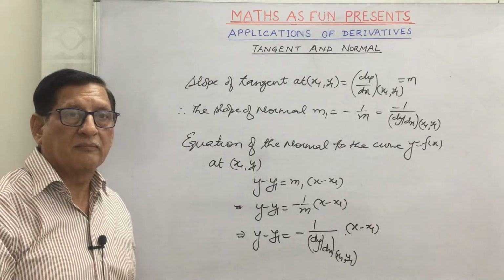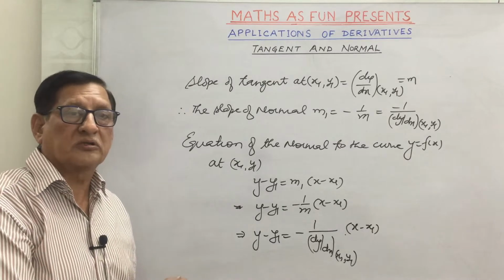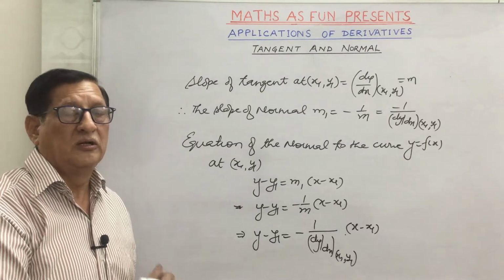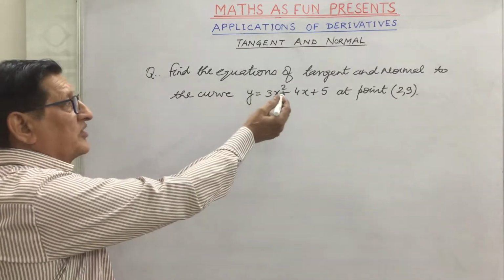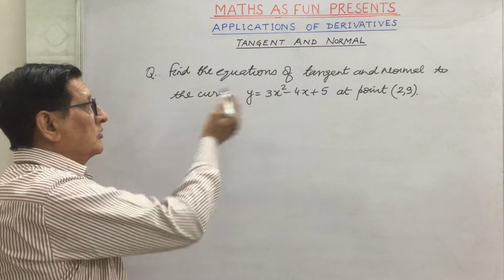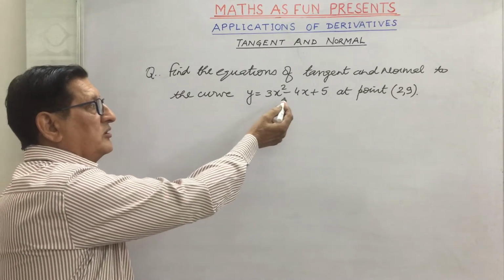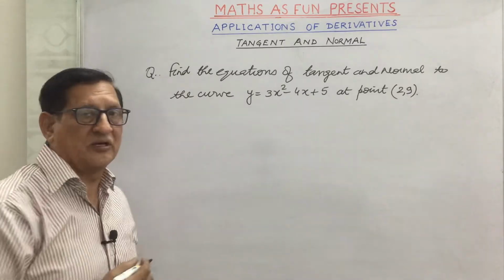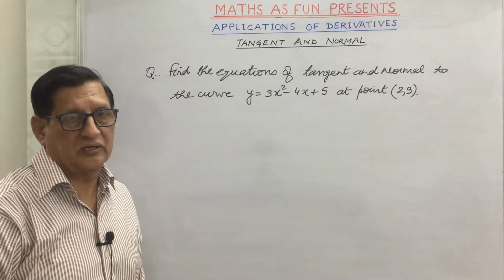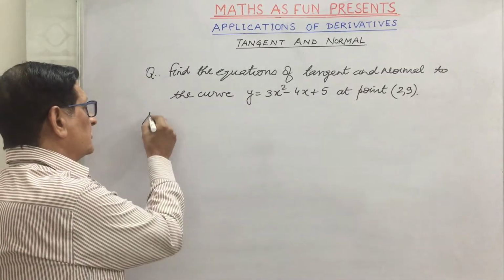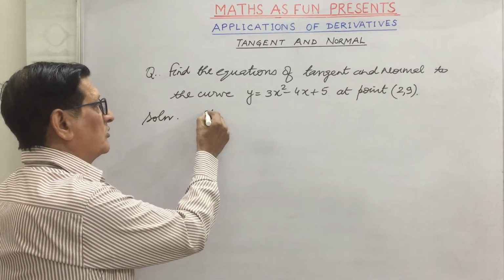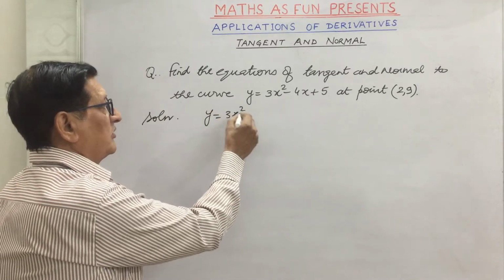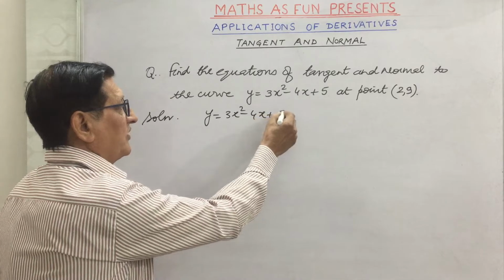Let us learn by some questions how to find out the equation of tangent and normal to a curve. The question is to find the equation of tangent and normal to the curve y equal to 3x square minus 4x plus 5 at point (2, 9). To find the solution of this, we write the curve y equal to 3x square minus 4x plus 5.